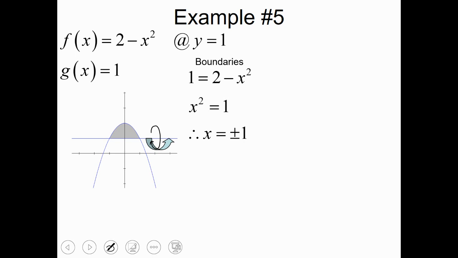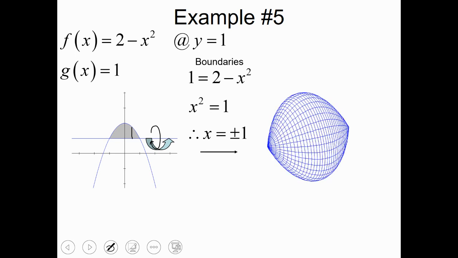So for my boundaries, I'm going to have to find them algebraically, or I could do it on my calculator. If I set 1 equal to 2 minus x squared, my boundaries are going to be -1 to +1. I could also go from 0 to 1 and double it, using the symmetry, but since I'm using a calculator, I could just go from -1 to 1. When I draw my radius, that's an example of my radius. Again, I want to find this length by taking the top curve, which is the parabola, minus the bottom curve, which is the horizontal line.